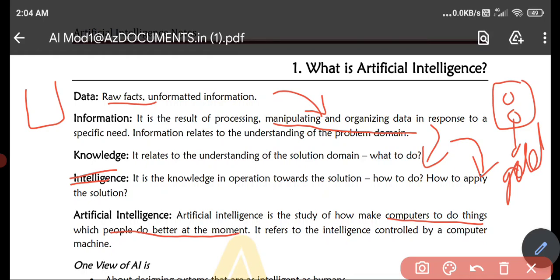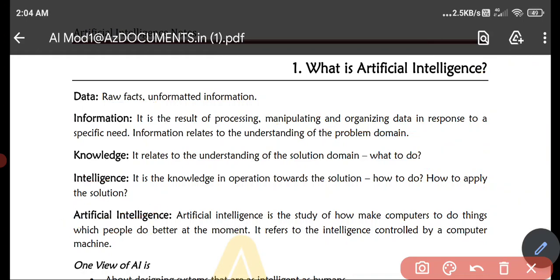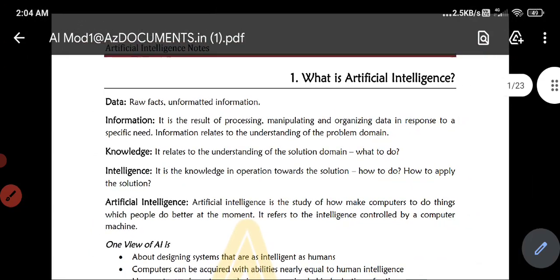And once you learn that, you will think that all the procedure can be done with the help of computers, right? So all these procedures can be done with the help of computer. So that is how you train the computer. That is nothing but artificial intelligence. So that is the artificial intelligence.